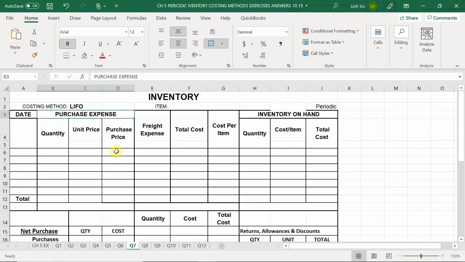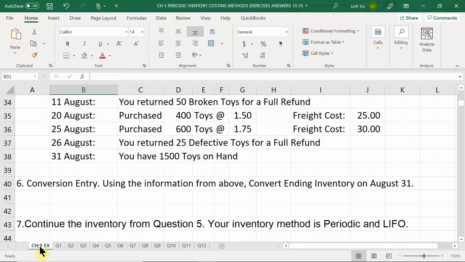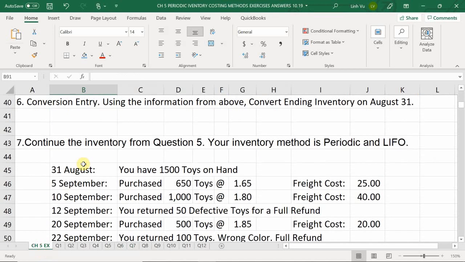No. All right. So we're going to be moving on to question number 7 here. Question 7 says we're going to be continuing on with question number 5. So in this case, we have beginning inventory, right? We have a total of 1,500 units left in inventory. We know that because we figured it out in our inventory worksheet. So what we're going to do is carry those values over into our new worksheet.